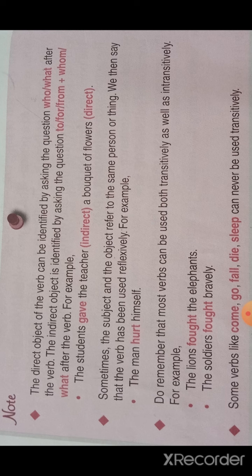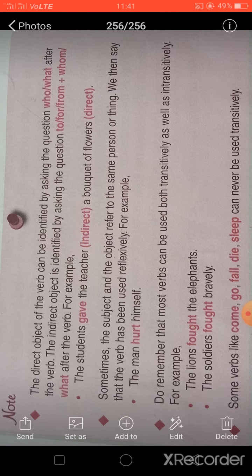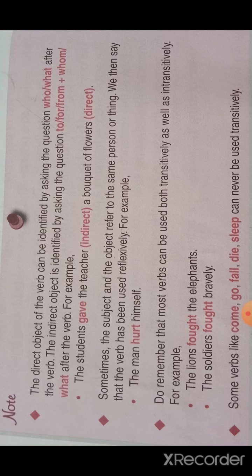The student gave the teacher a bouquet of flowers. So the student gave what? That is the flower. So flower is the direct object, and gave to whom? We are getting the answer of the question to whom. So to whom? That is the teacher. So the teacher is the indirect object here. Now I think this direct and indirect concept is clear to you.